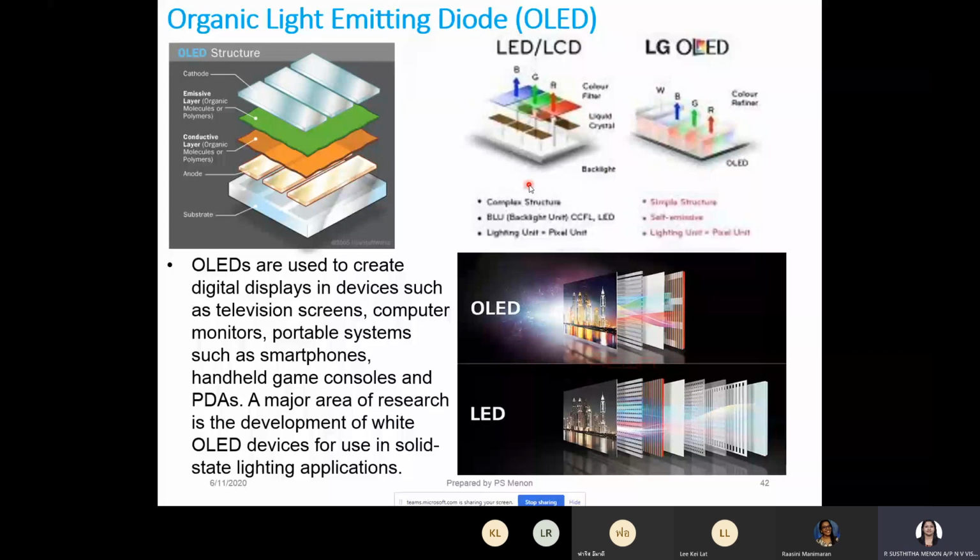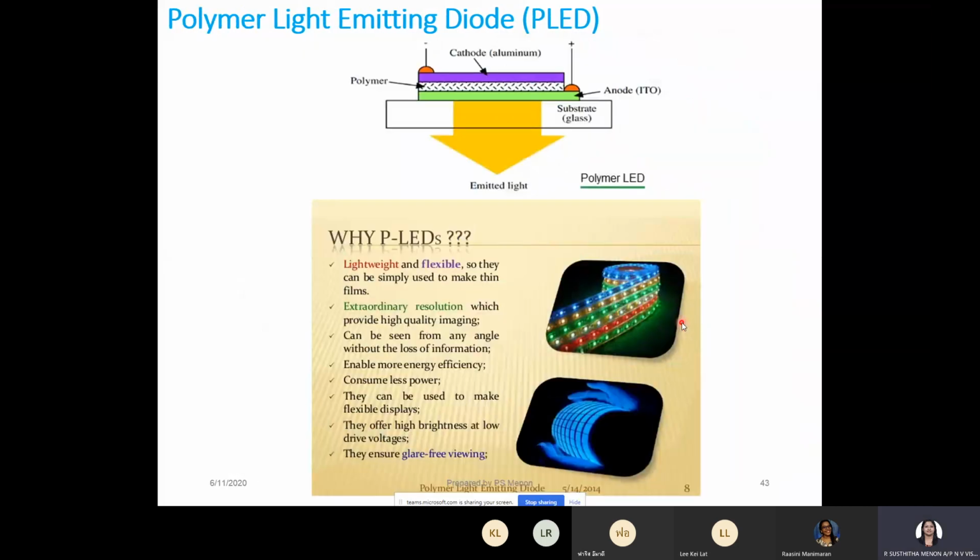So this structure is complex. OLED is normally a simple structure. And this LED or LCD requires a backlight unit, CCFL. And for OLED, it's actually self-emissive. The material itself is self-emissive. And you need a lighting unit or a pixel unit. Similar, both need a lighting unit, and it's also the pixel unit. So you can see OLED is thinner compared to LED. LED, you have more layers. OLED is just a few layers, thinner.